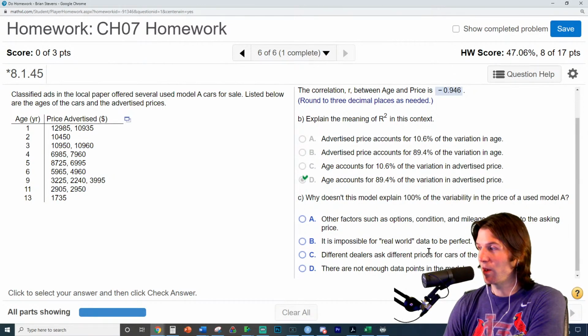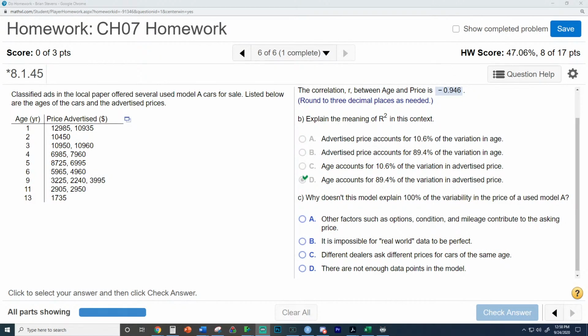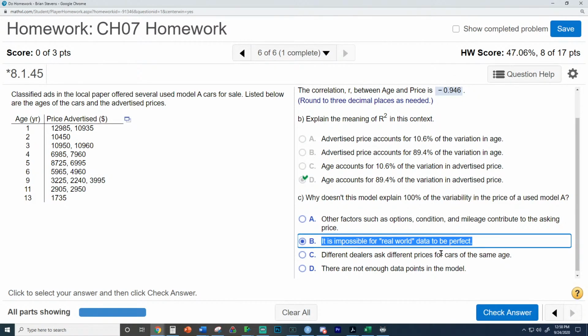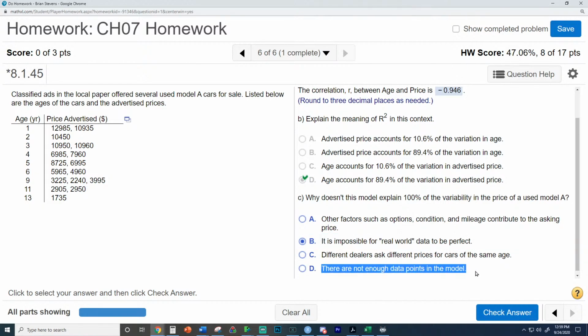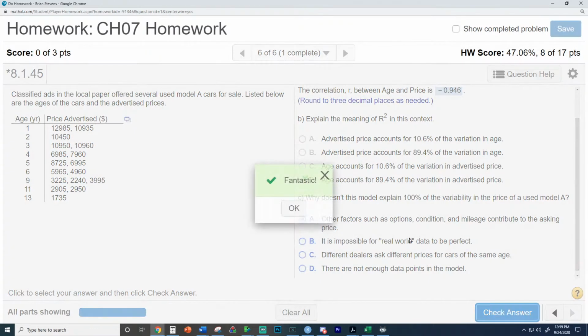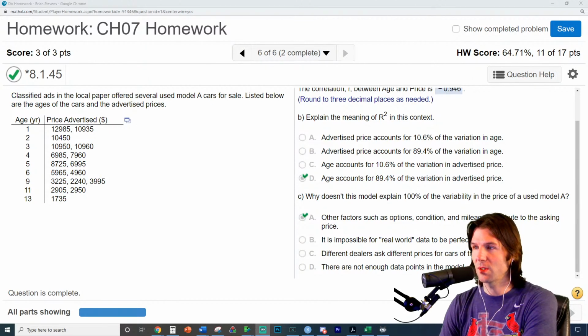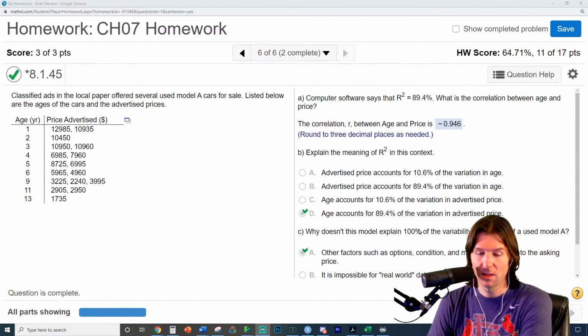Why doesn't this model explain 100% of the variation? It doesn't explain 100% of the variation because real world data could be perfect. That's possible. There's not enough data. Doesn't matter that there's not enough data. This is true. I went into this last time I talked about it, but the answer is going to be this one. Because I just did this question yesterday and I got it right, luckily. But hopefully this helps everyone out right here. Hopefully everyone can understand what's going on and how to analyze this data.